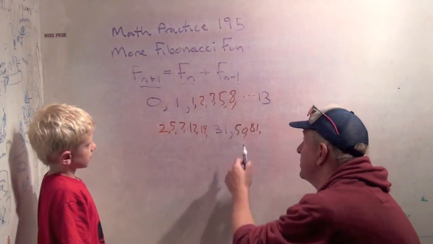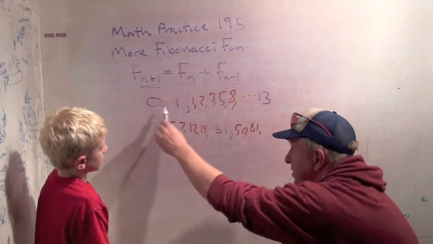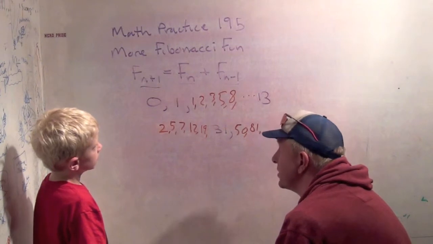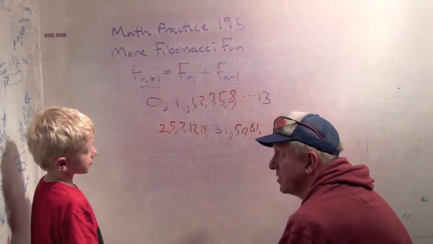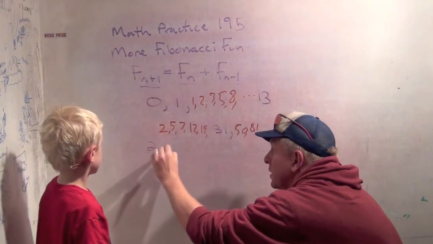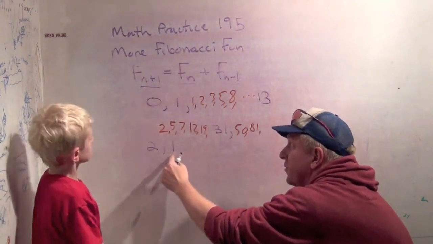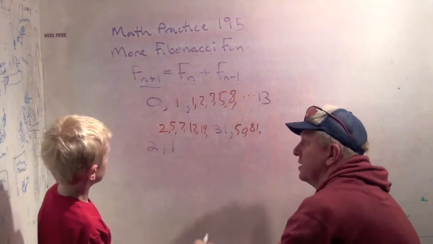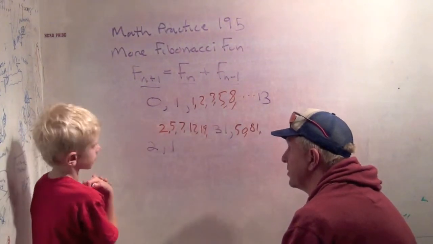So you can actually start with any two numbers. It's special if you start with 0 and 1. But there's another sequence called the Lucas numbers that, instead of 0 and 1, starts with 2 and 1. Because you know what would happen if you started with 1, 1? You'd get the Fibonacci numbers again. So instead of starting with 1, 1, we're going to start with 2 and 1.